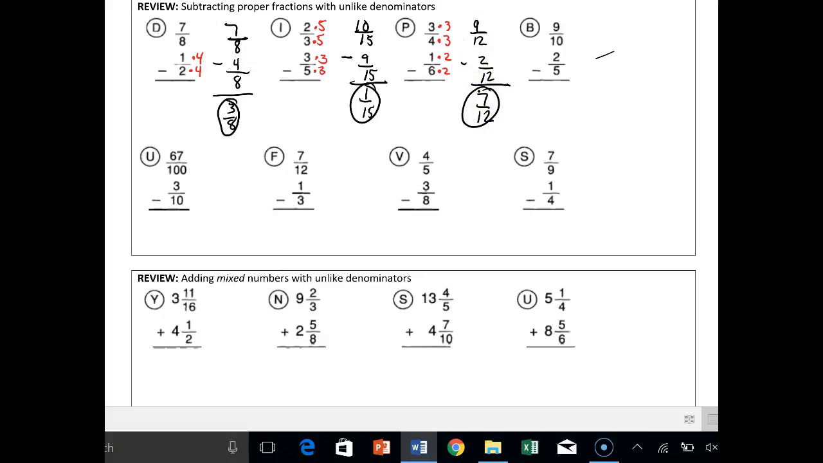All right, one more. The least common multiple of 10 and 5 is 10, right? The multiples of 10 are 10, 20, 30, 40, and of 5 are 5, 10, 15, 20, so 10, right? So the 9/10 I can leave alone, and the 2/5 I can just multiply by 2. So I'm going to end up with 9/10 minus 2 times 2, which is 4/10, and I get my answer of 5/10. Now that's not my answer, because I have to simplify, yes. Sometimes you will have to simplify in the end. So just divide them both by 5, and I get 1/2 as my answer.